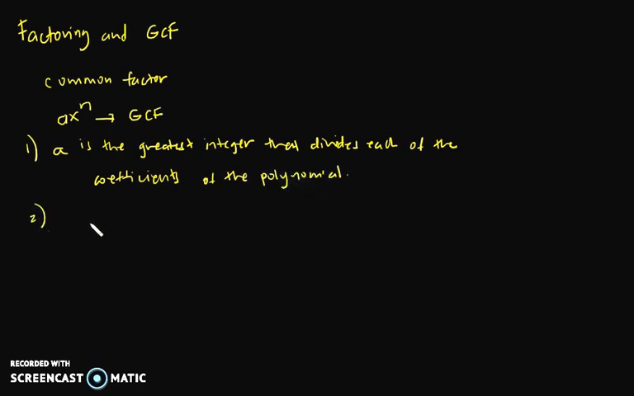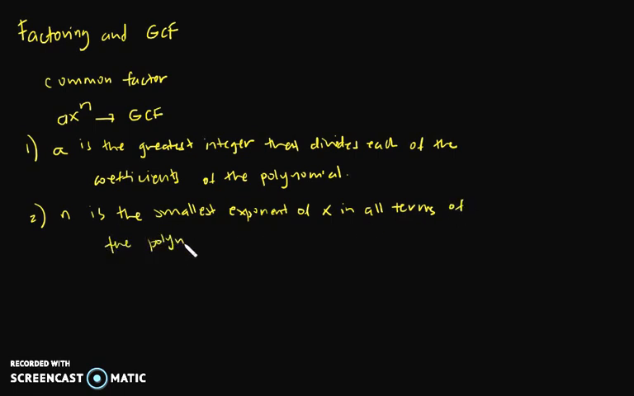Number 2, n is the smallest exponent of x in all terms of the polynomial. So let's have some example.